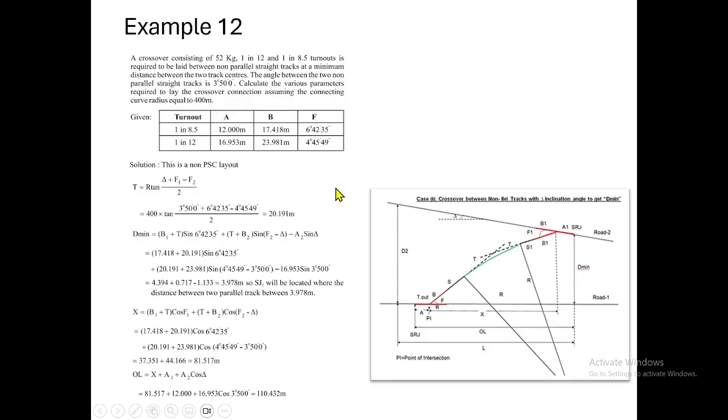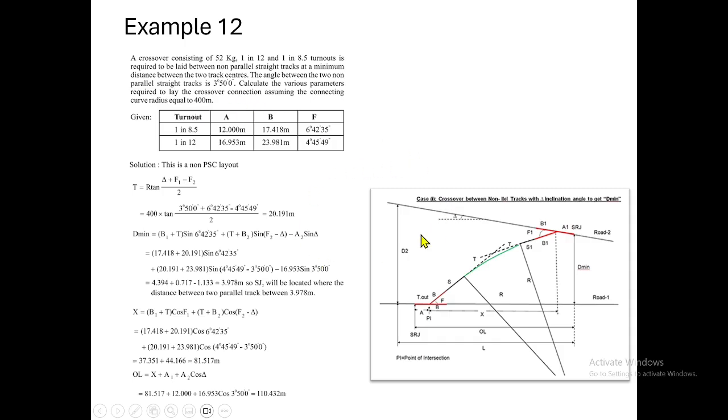Now we will go to the example here. It's a crossover consisting of two gauge 1 in 12, 1 in 8.5 turnouts, required to be laid between non-parallel straight tracks. The inclination angle is equal to 3 degrees 50 minutes. Radius of the connecting curve is 400 meters. So we have to calculate the required parameters.